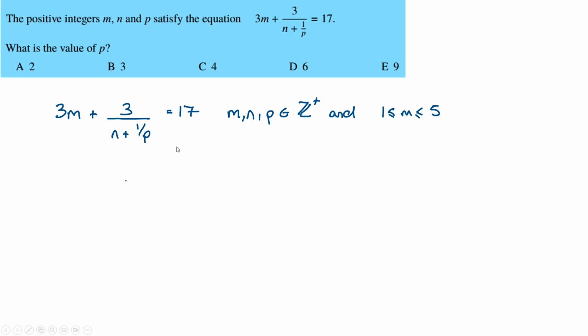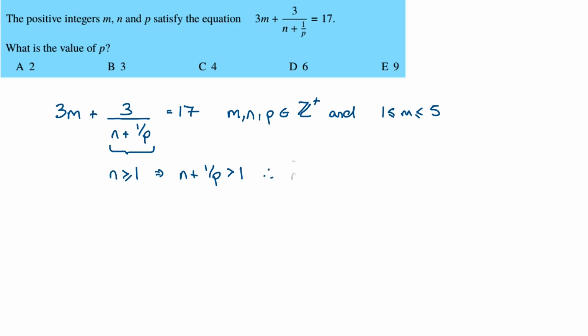So far, so good, but that gives me 5 options, and I could try them, but that seems not the right thing to do. The next thing to notice is my denominator here. I'm doing 3 divided by something, and I know the n has to be greater than or equal to 1. I'm taking the number n, which is greater than or equal to 1, and I'm adding something to it. So therefore n plus 1 over p must be greater than 1. Because again, I know that n and p are positive integers.